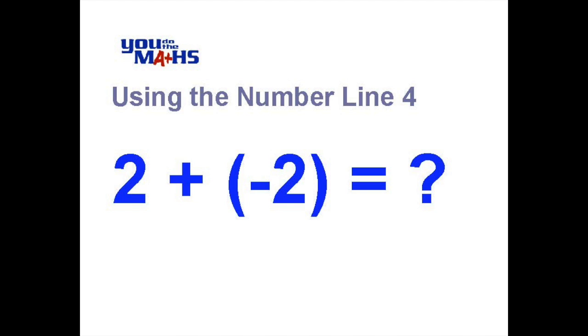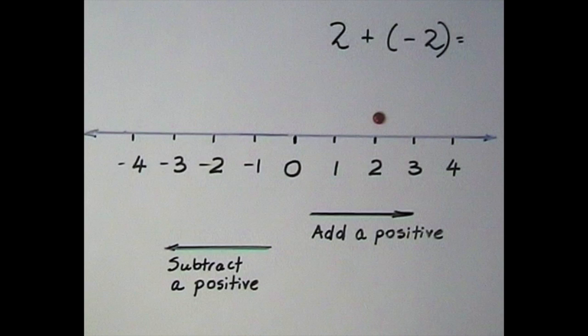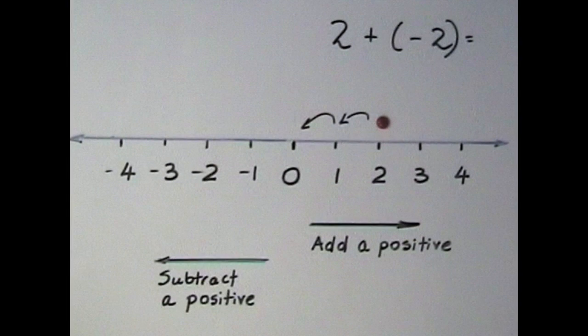Here's our next problem. It's 2 add -2. Now let's keep in mind what we just said. We've got an opposite case of signs together here, the plus and the minus. So we've got 2 as our start number. That's where the counter is. Normally when we add we move to the right, but because we're adding a negative we're going to be moving in the opposite direction, in other words to the left.